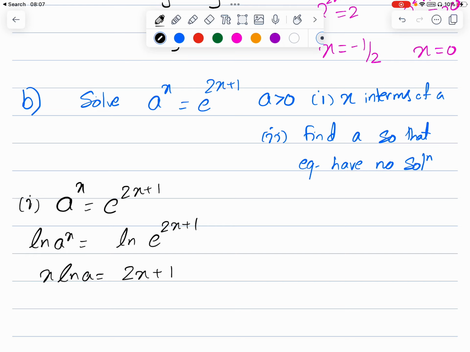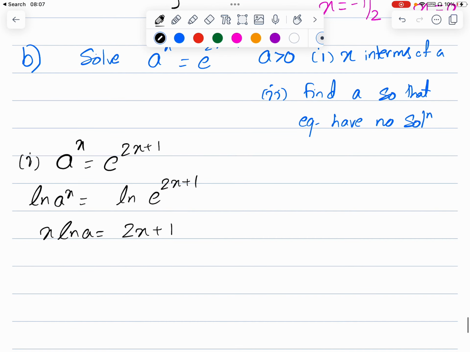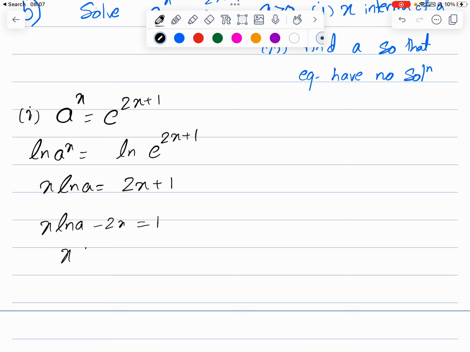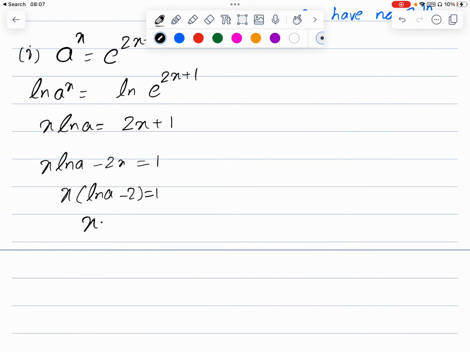I want to find the value of x. So I take common: x ln a minus 2x equals 1. Take x common: x (ln a minus 2) equals 1. From there, what do I get as the value of x? x equals 1 upon negative 2 plus ln a. That's going to be the answer.